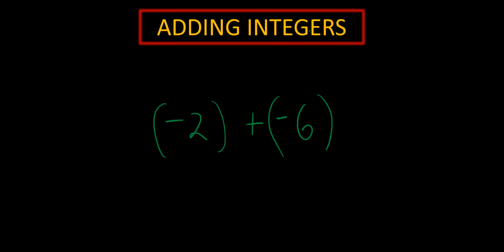So let's say we have -2 plus -6. We know 2 plus 6 will give us 8, so -2 plus -6 will give us -8.